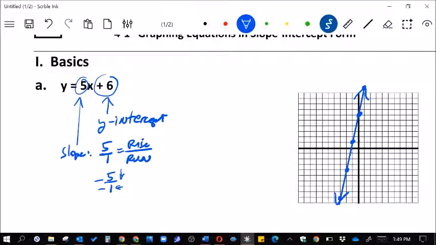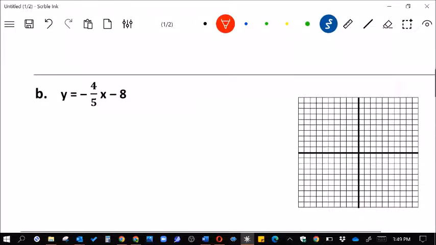Remember when graphing that you always have your line go all the way through to the ends of the graph, and if it's supposed to continue on, you have to put arrows on it. So 1 was to use the y-intercept, 2 was to use the slope. And we have now graphed the line. Let's now take a look at the second one.